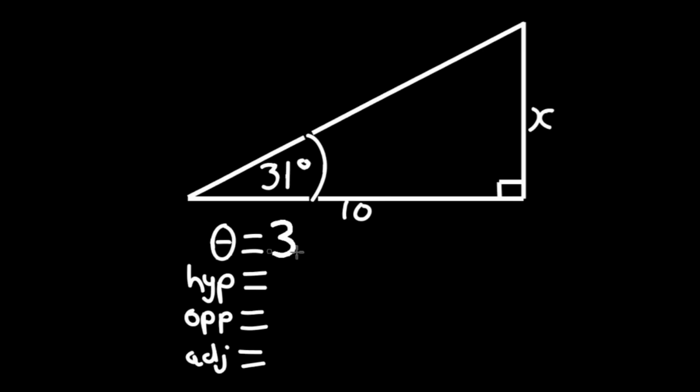Okay, let's write down everything we know about the triangle. Theta is 31. We don't know the hypotenuse, and we don't need to know it. We need to know the opposite side, the height of the tree, so we can forget about the hypotenuse from this point. We don't know the opposite side, but we do need to know the opposite side. That's exactly what the x means. The adjacent side is the distance from the tree, which we measured to be 10.